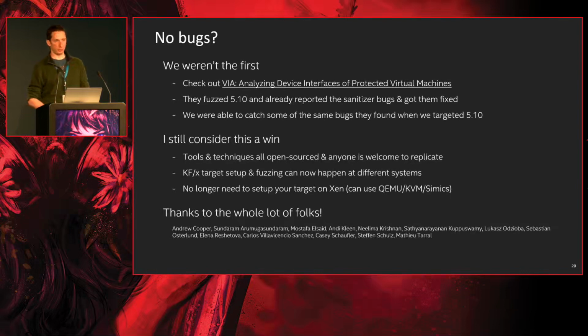And furthermore, this ability to disconnect the setup of your target from where you need to fuzz it is pretty huge, because we can snapshot systems on various setups. We can use QEMU, KVM, Simics, or really any system where you have access to the system state, take a snapshot of it, load it up on Xen for fuzzing, and you can achieve a lot with that. So that was my part of the talk.